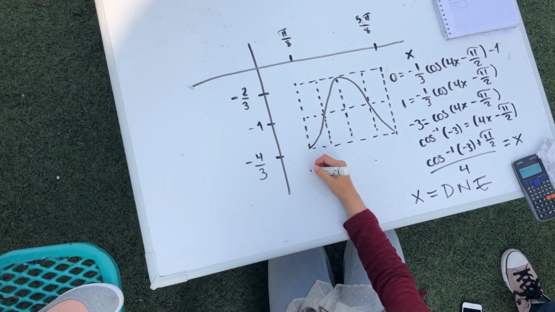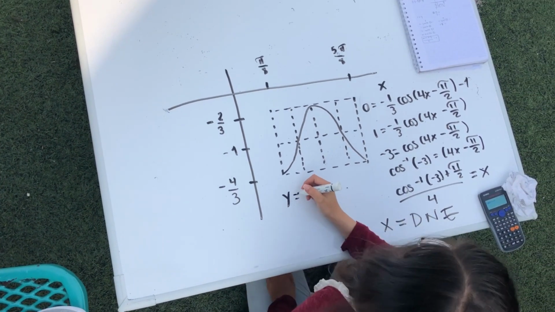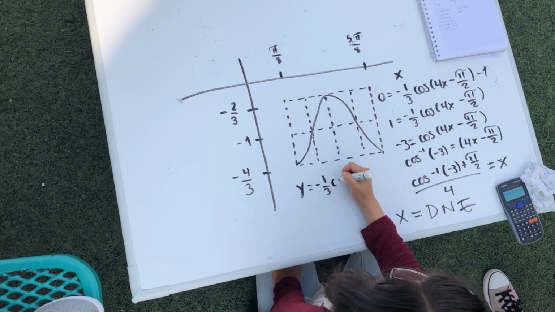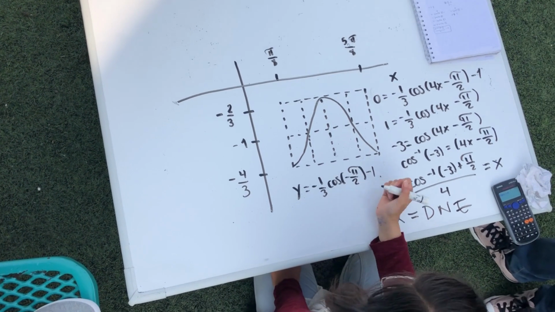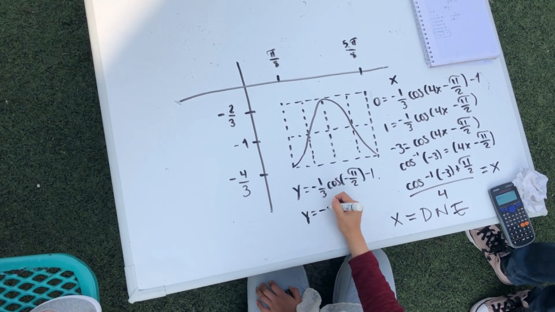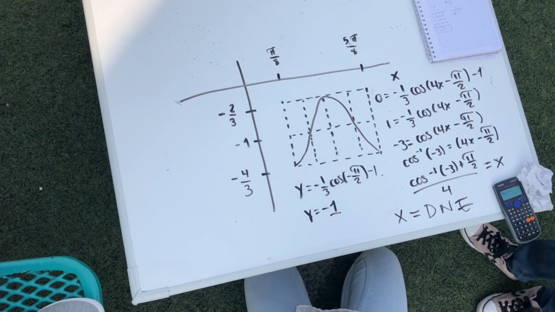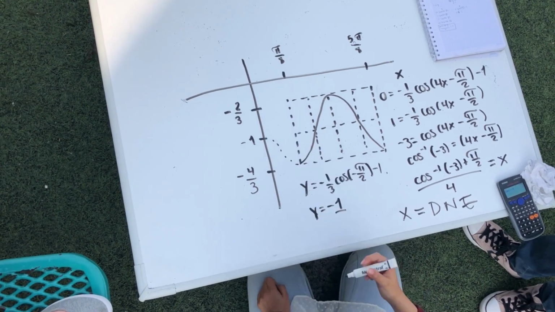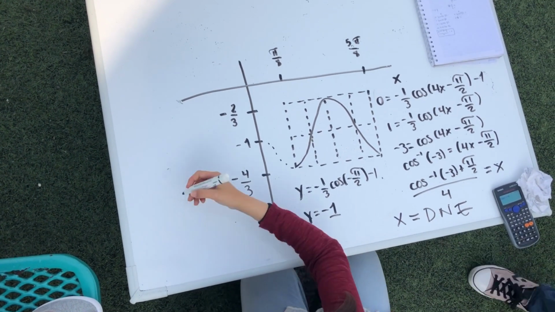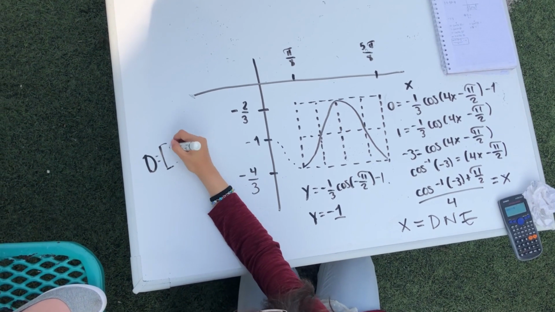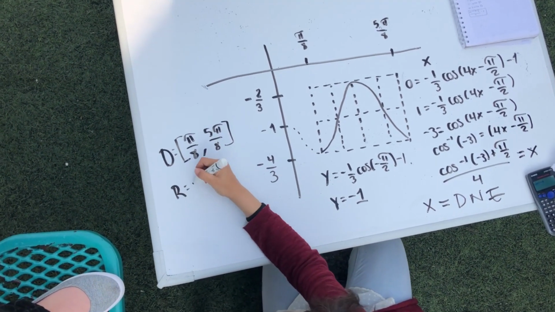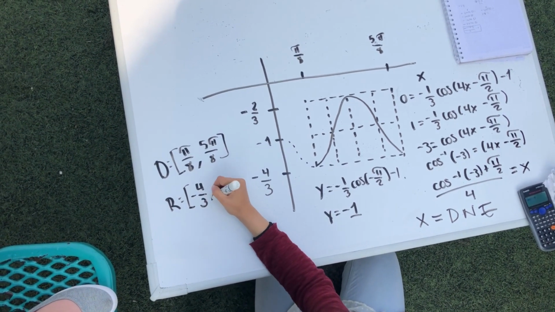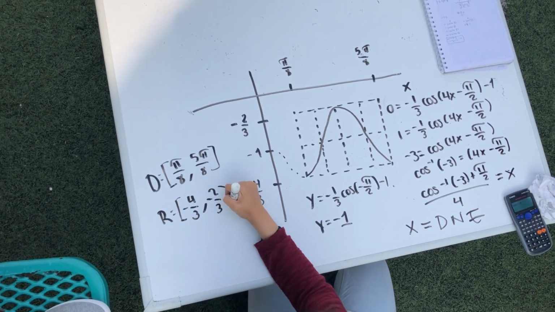Then, to find y, we put the operation after equalizing x to 0 directly in the calculator. The result gave us -1. To conclude, we have to find the domain and the range. The domain starts in pi over 8 and ends in 5 pi over 8. The range starts in -4 over 3 and ends in -2 over 3.